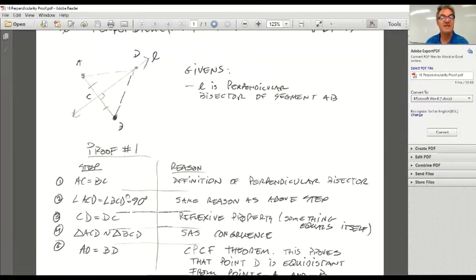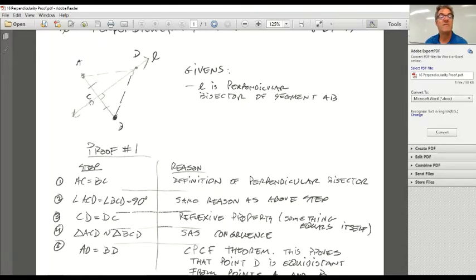So I'm saying AC equals BC. That's what we talked about right here with these two tick marks. And that just comes from the definition of the perpendicular bisector. Now I'm going to tell you that angle ACD and angle BCD are 90 degrees. This also comes from our definition of a perpendicular bisector.